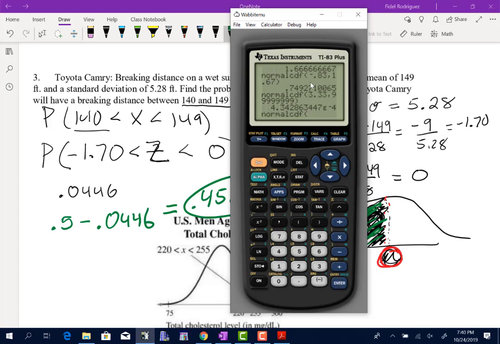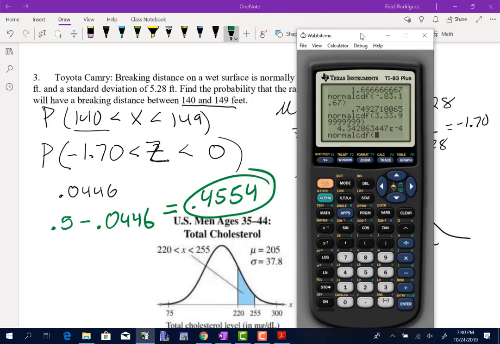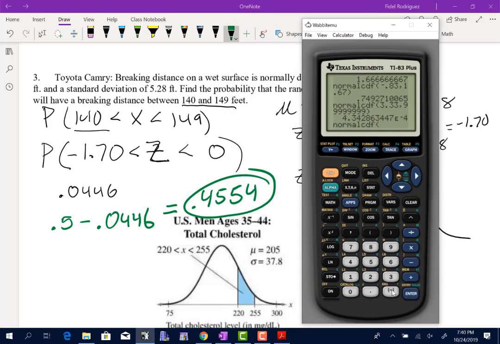And what's our lower bound going to be? Negative 1.7. So we're going to go negative 1.7, and then I'll be right with you. Comma, what's my upper bound going to be? 0. And are we coming up with the same answer? There we go.